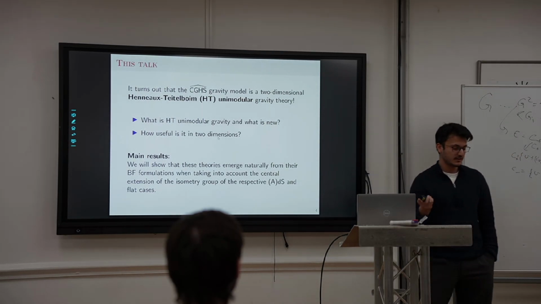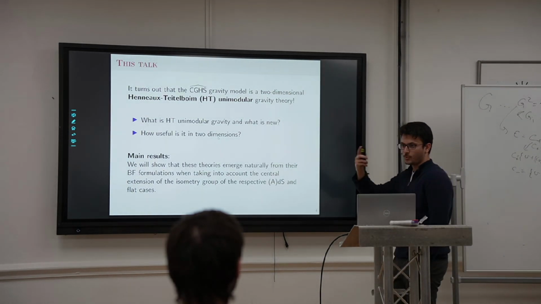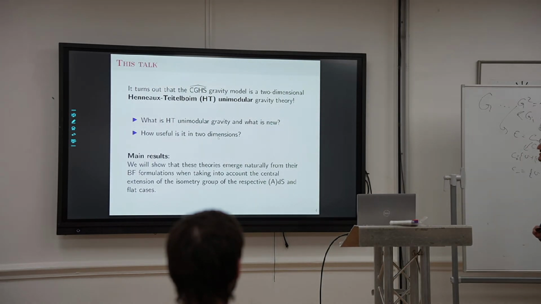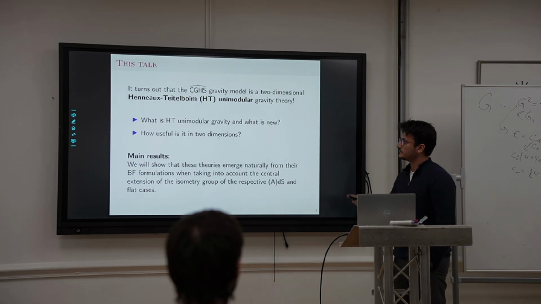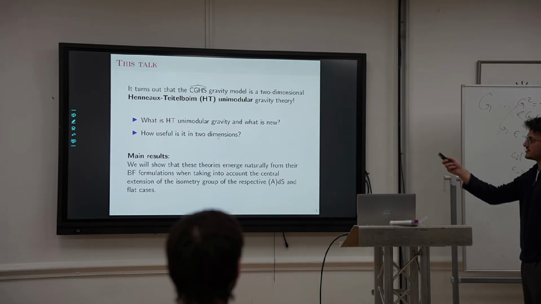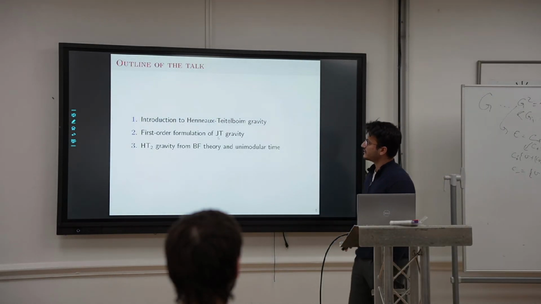So if you start with JT, you will take the de Sitter group or the AdS group, and you basically do a central extension of that by U(1). And you will find that all these theories appear from there. And we will see that all these theories are actually BF theories, and that they arise from the central extension. So they are HT gravity theories. Yeah, so I will do these basically.